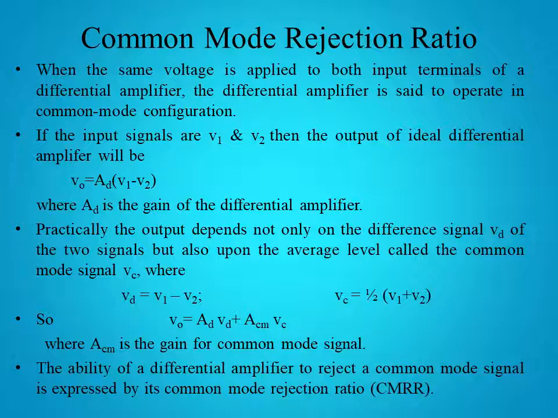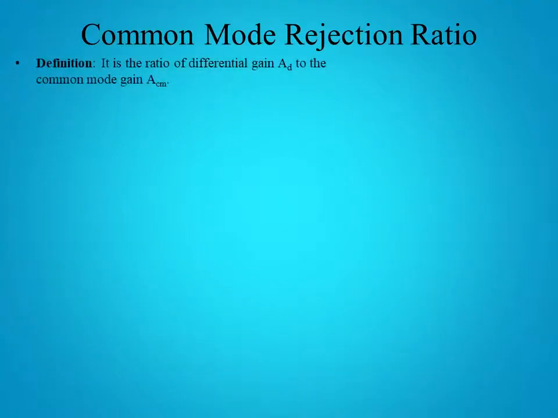The ability of a differential amplifier to reject a common mode signal is expressed by its common mode rejection ratio. So why are we defining CMRR? CMRR defines the ability of differential amplifier, whether it is good at rejecting the unwanted signal or not. This is decided by CMRR, common mode rejection ratio. First of all, the rejection ratio definition, how it is defined.